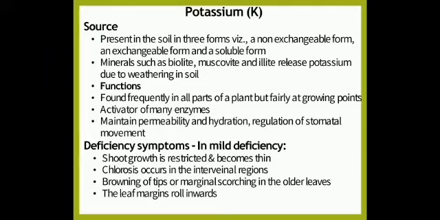Potassium is found frequently in all parts of the plant, but mainly at growing points, and it is an activator of many enzymes. It maintains permeability and hydration and regulates stomatal movement. A mild deficiency of potassium results in restricted shoot growth, and chlorosis occurs in the interveinal regions, browning of the tips or marginal scorching in the older leaves, and the leaf margins roll inwards.